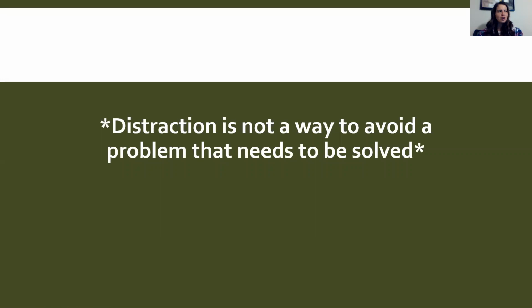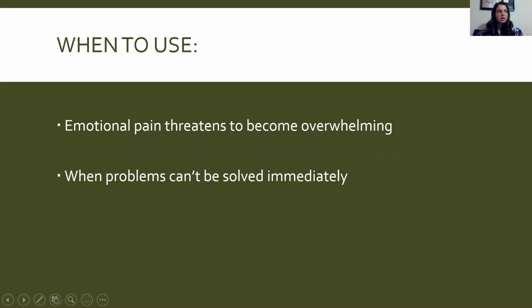So as a caveat, we don't want to use distraction as a way to avoid a problem that needs to be solved. There are some effective ways to use distraction. The first is when emotional pain threatens to become too overwhelming. So when your emotional pain or you're just being upset becomes so great that you're in danger of being overwhelmed by it, maybe at work, at school, or at meetings, when you're trying to parent, it may be more effective to distract yourself from the feelings in the moment instead of fully experiencing them.